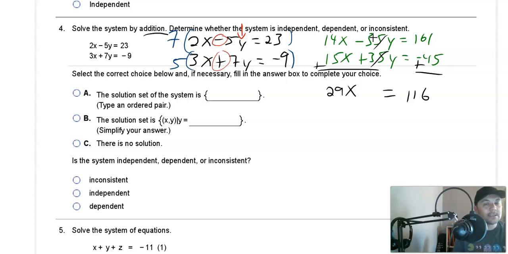I'd be really surprised to get a fraction that was 116 over 29 that didn't reduce. So if you get some crazy fraction with a denominator of 29, that's a bad sign. So I'm guessing these have to divide evenly, or if they don't, I made a mistake and I'll have to go back and try to fix it.